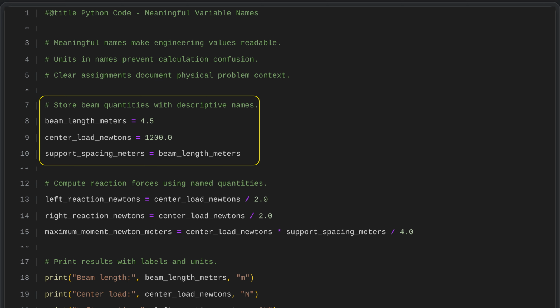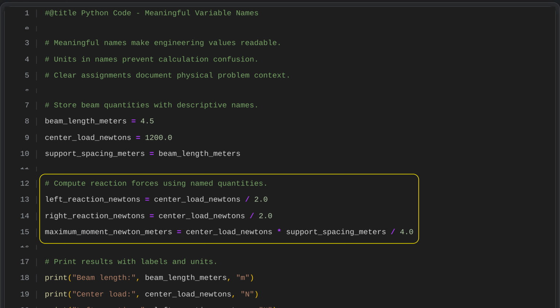The beam is defined as 4.5 meters long, with a center load of 1,200 newtons. The support spacing is set equal to the beam length, matching the setup where the supports are at the beam's ends. Including units in the descriptions helps keep the calculations clear and consistent.